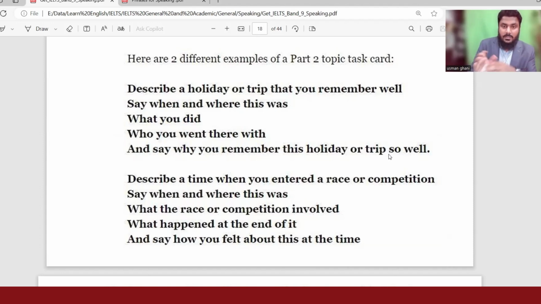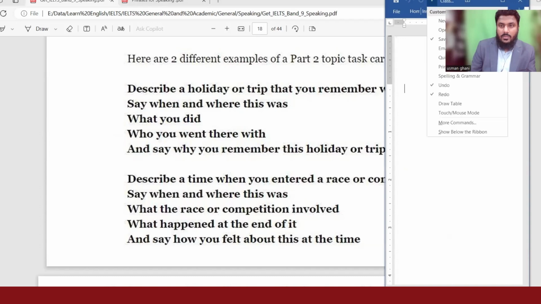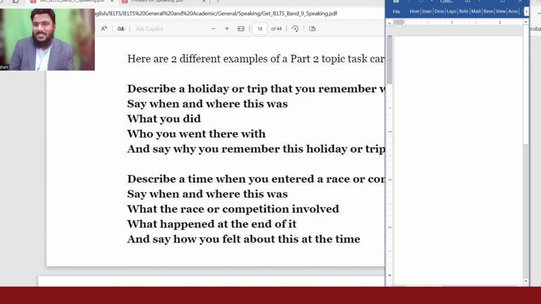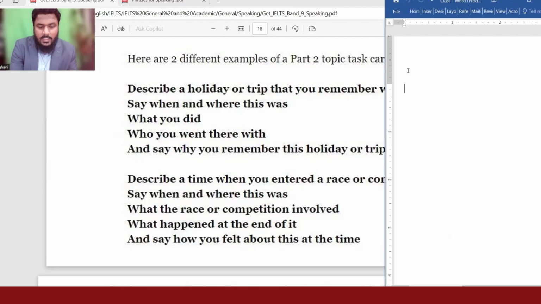Now let us break these four things down and try to understand how we answer them. For example, here we go. Let me drag my photo over there, and here we can do this. In terms of answering this, the topic we have is a holiday or trip. Yes, this is the topic that we are supposed to answer, and the first point that we have to answer is when and where this was.